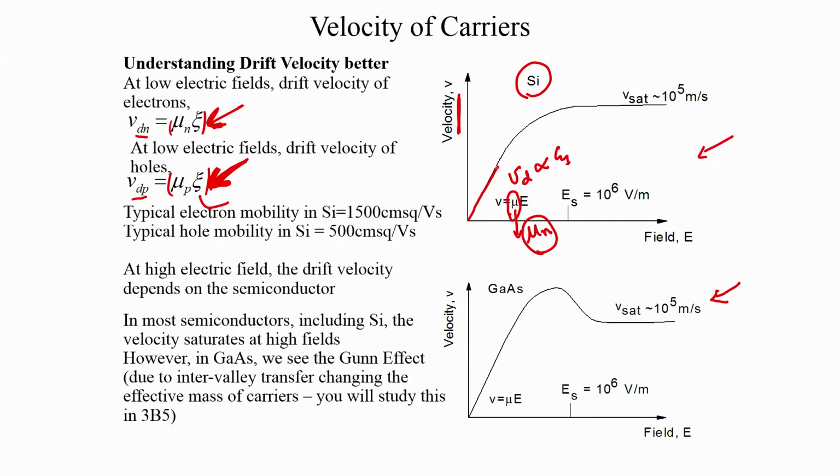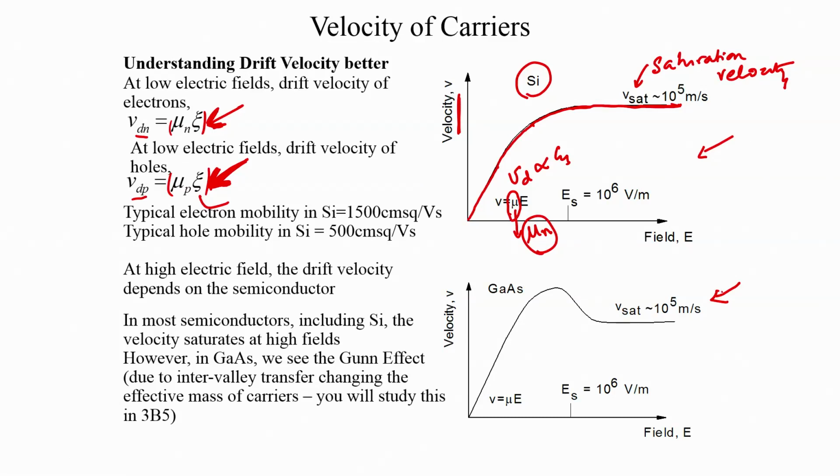Now, as the electric field continues to increase, the drift velocity rolls off and begins to saturate. The velocity of these carriers saturates to a point which is called the saturation velocity. So, at very high electric fields, the velocity of the carriers in materials like silicon saturates.